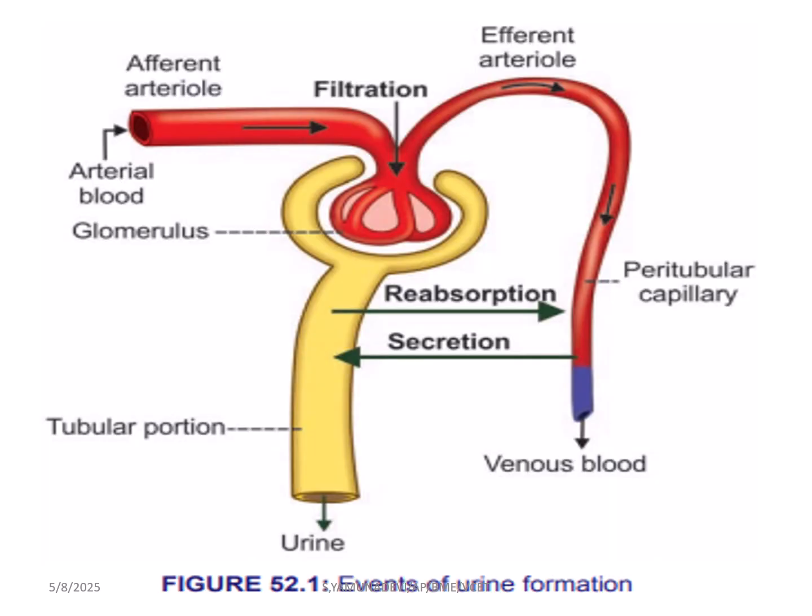happening in the nephron. And this is a functional diagram. When the arterial blood enters into the glomerulus, the filtration will happen. After the tubular portion, the reabsorption and secretion will happen. Then the excretory materials are excreted as urine. Then it will go to the peritubular capillaries, where it is reabsorbed and secreted into the venous blood.